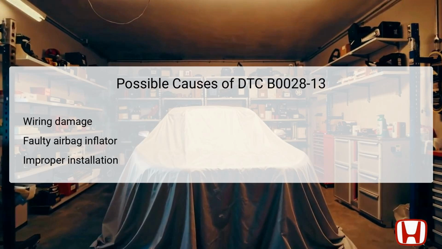Several factors can lead to the triggering of DTC B0028-13. One possible cause is wiring damage, such as frayed or broken wires that may disrupt the electrical flow necessary for the airbag inflator to operate. Another potential cause is a faulty airbag inflator itself, which may not function correctly regardless of the wiring condition. Improper installation of any components can also contribute to this issue.